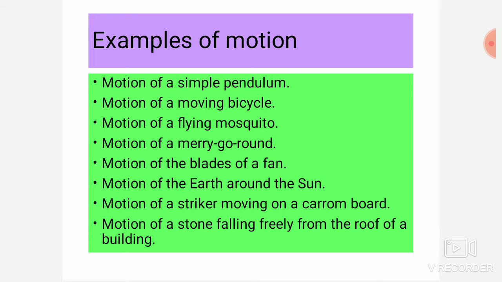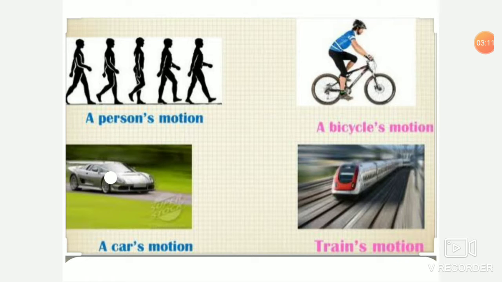Motion of a stone falling freely from the roof of a building. If you drop a stone from the roof of the building, or the terrace, or the balcony of your building, you will find that it moves downwards automatically. So that is also a motion. These are the various examples I have given you for motion. With the diagram you will get a very clear concept of motion.